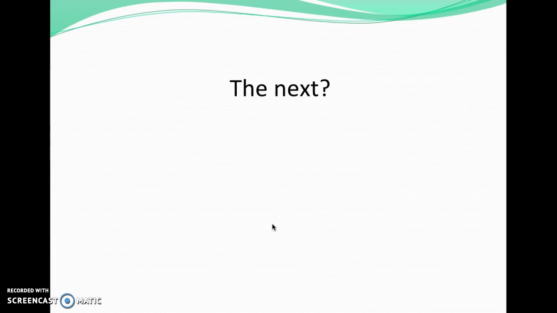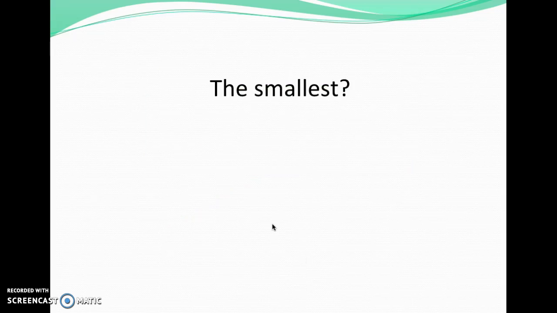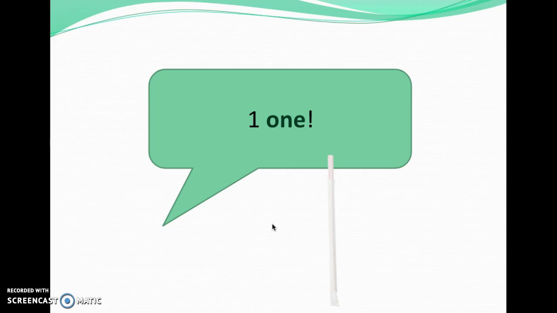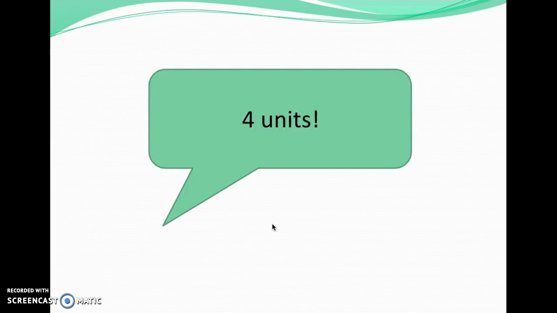What is the next largest unit, ones or tens? A 10 is the next largest unit. And what is the smallest unit we will work with? Just a 1, a single straw. So how many different units did we work with today? 4 units. Thousands, hundreds, tens, and ones.